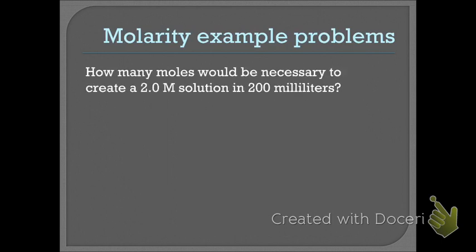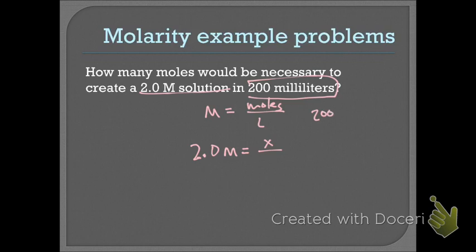Next problem says, how many moles would be necessary to create a 2.0 molar solution in 200 milliliters? So molarity equals the moles over the liters. So a couple things to note here. I'm starting with molarity, so I have 2.0 molar. And we want to figure out moles. I'm going to make moles X, and then I want to figure out the liters. However, I'm given 200 milliliters, so I have to actually convert this. I know that there's 1,000 milliliters in 1 liter, and so this would be 0.2 liters. Now I've converted to liters, I can plug it into my equation.